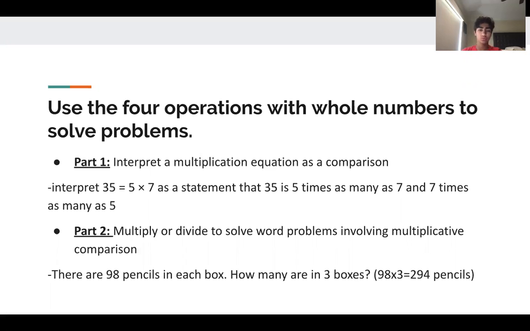Okay, the second part of this wants you to understand how to multiply or divide to solve word problems involving multiplicative comparison. Okay, sounds a little complex, not too bad though. Let's look at an example to see what they're asking. So if someone asked you, hey, there are 98 pencils in this box, how many are in 3 boxes? Well, all you have to do is visualize, understand what they're saying, and then multiply those 98 pencils by 3 boxes, okay, and use multiplication to get 294 pencils.